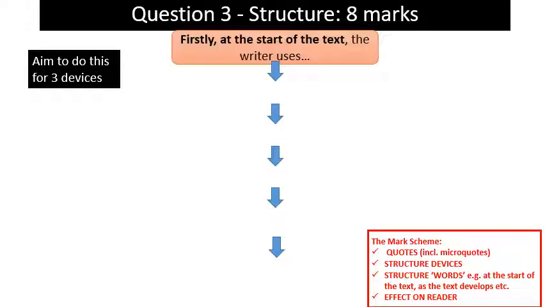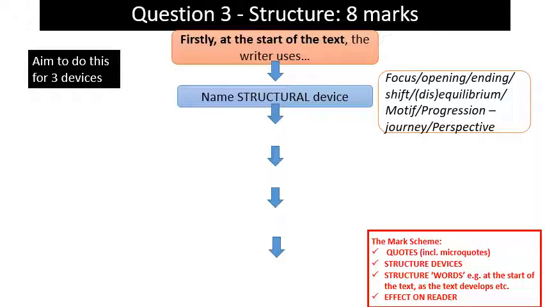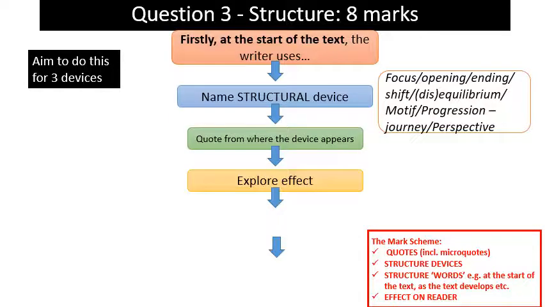So we're going to start with, firstly, at the start of the text, the writer uses, and then we're going to name the structural device. A sense of equilibrium, a sense of disequilibrium, a narrowing perspective, a focus on, the use of enigmas, whatever it might be, that structural device that we've just annotated previously. Then we're going to give a quote from where the device appears. So for instance, the writer begins in a state of disequilibrium. "I'm scared of my wife's eyes." That would be your quotation.